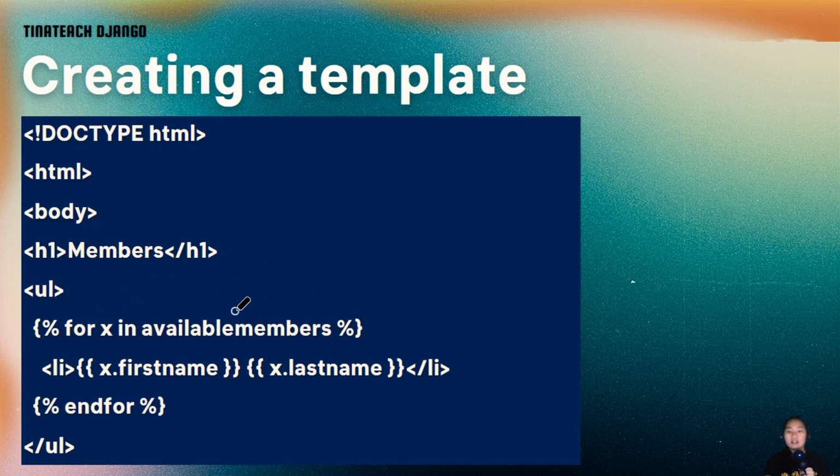For x in available members. For now, available members does not refer to the file name, okay? This is just a placeholder for something else that we are going to define later. We have first name and last name. Those are the two properties that we include in our database, right? Like Bean Atkinson, if you remember, and then endfor.